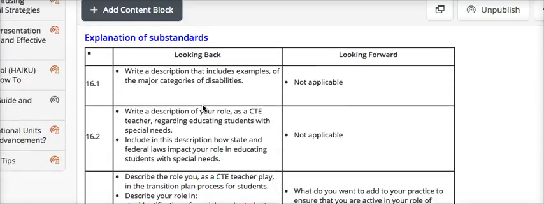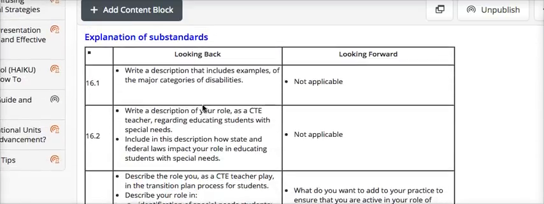The thing that makes this a little different is that two of the standards are just, write a description or say what the major categories of disabilities are. So if you chose, for example, 16.1 and you said, okay, I'm going to use that for my looking back, you then would write a description or find some descriptions that include examples of the major categories of disabilities. This is sort of a strange standard, sort of a do you know this or don't you kind of thing.